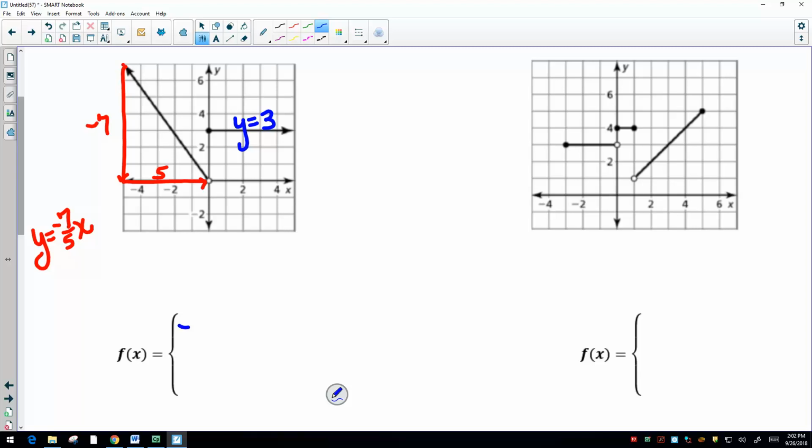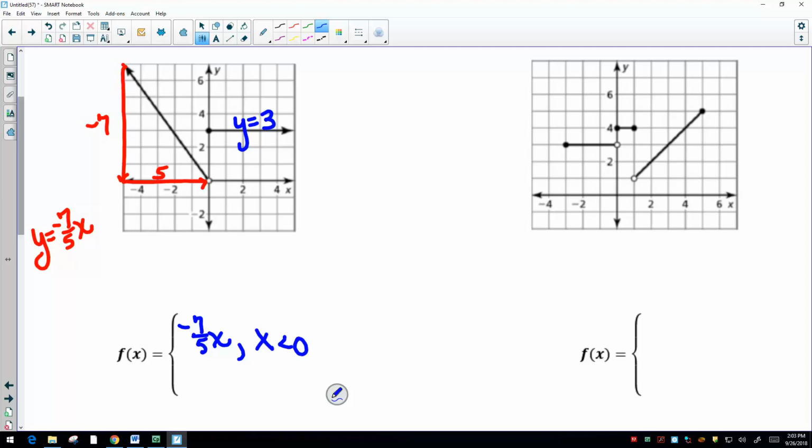So I'm going to put them together down here, writing the first one. So I have negative 7/5 x, and we're going to put a comma to state the domain. So I can have any value that is less than 0. It's not including 0 because I have an open circle. So I'm going to say anything such that I have x less than 0.